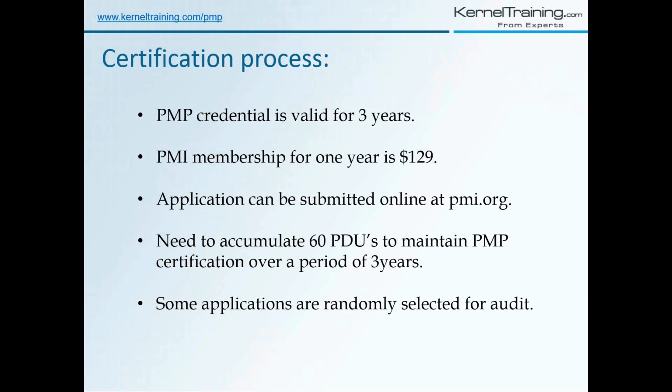If your form is not selected for auditing, then PMI is going to send you the eligibility ID, and from the day you get the eligibility ID, you have 1 year to write the exam. You can schedule the exam at any Prometric center which is near to you. You can schedule the exam and write the exam. All right.